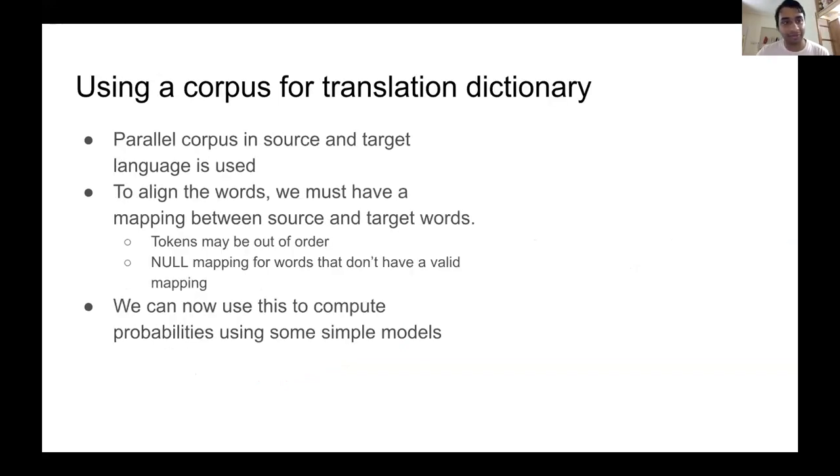Then one of the first things we need if we want to do a translation of this nature is a corpus which is parallel in both the source and the target language. So what does this mean? It means that we require a corpus where you can map a sentence in the source and a sentence in the target as having the same meaning and being the correct translations.